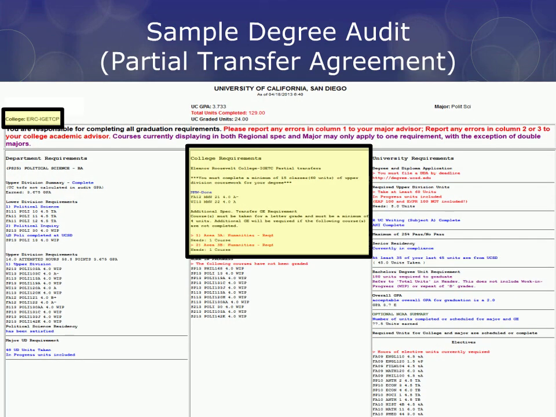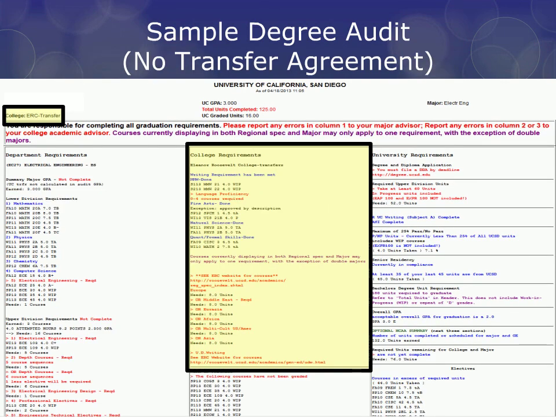Let's look at a sample degree audit that has a partial transfer agreement. If you entered UCSD with partial IGETC, this means you are in process of completing your transfer agreement, but are deficient no more than 2 courses prior to transferring to UCSD. Your degree audit will list the missing requirements. Here is a sample degree audit that does not have a transfer agreement. As you can see, some requirements have been fulfilled by transfer coursework as indicated in blue. See an ERC academic advisor if you have any questions about your remaining GE requirements.